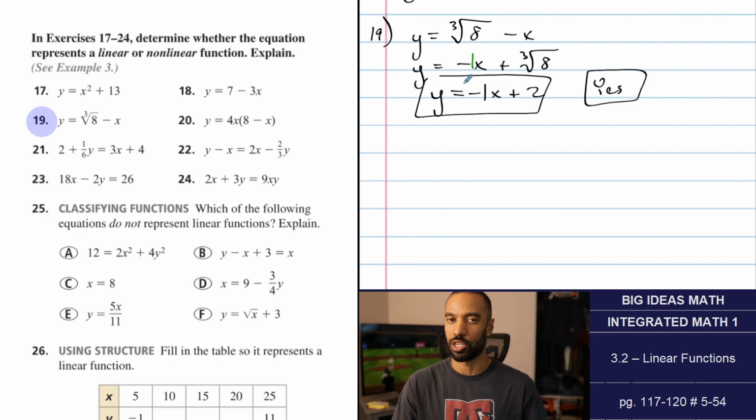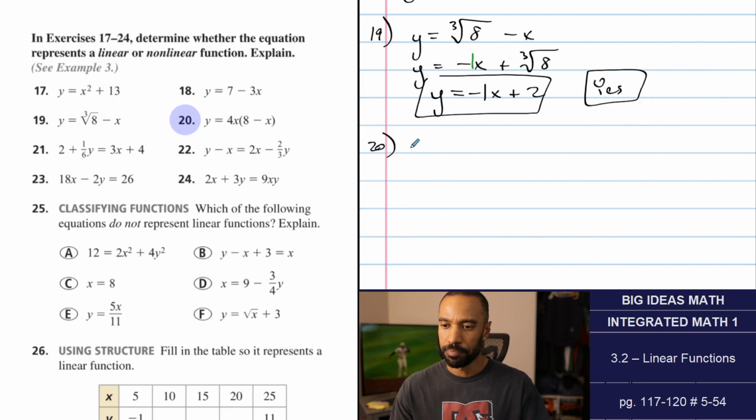It's the y that can't be in a cube root. But b and m, yeah, they can totally be in that. Number 20, y equals 4x times 8 minus x in a quantity.